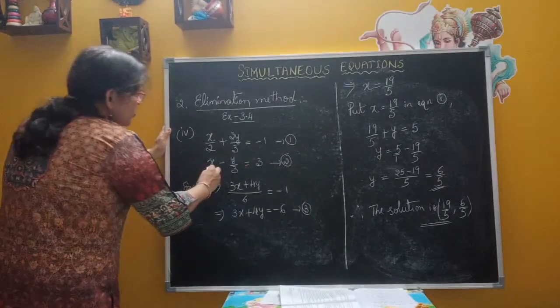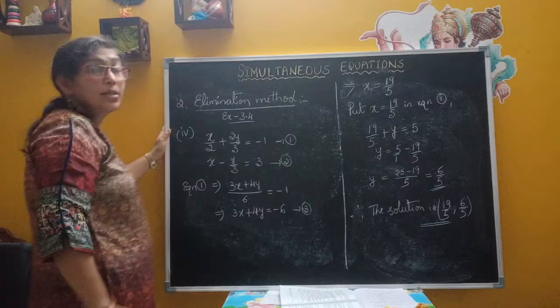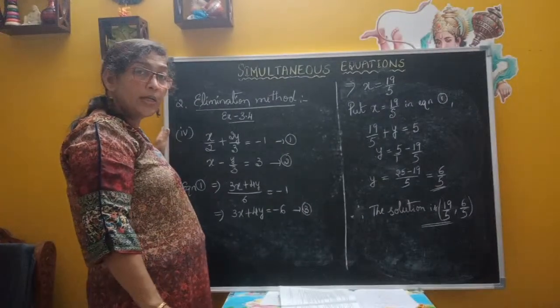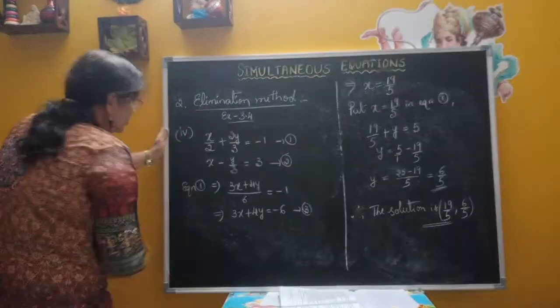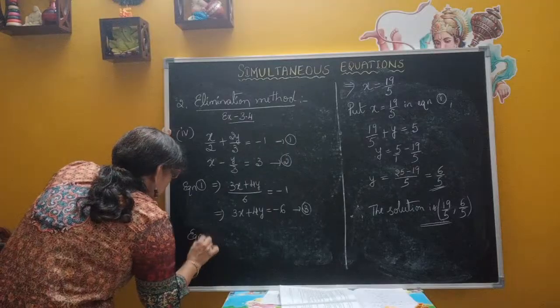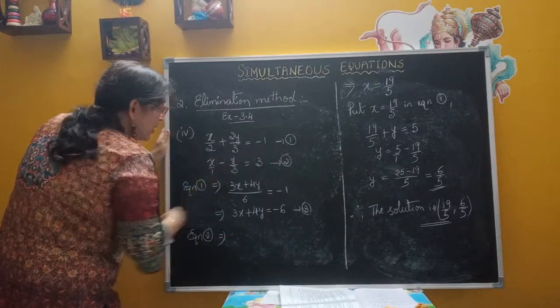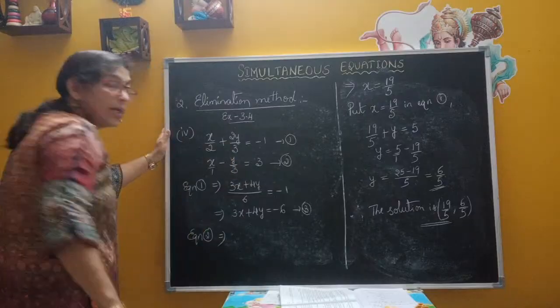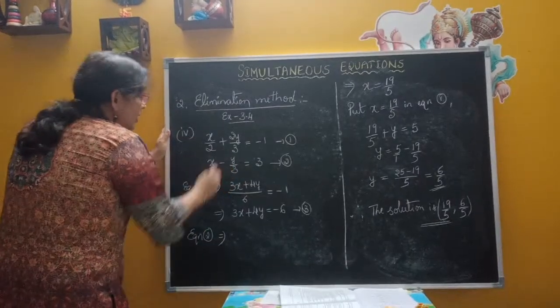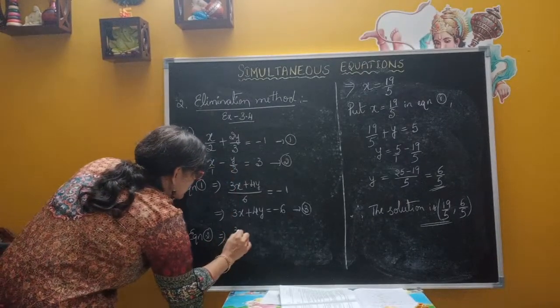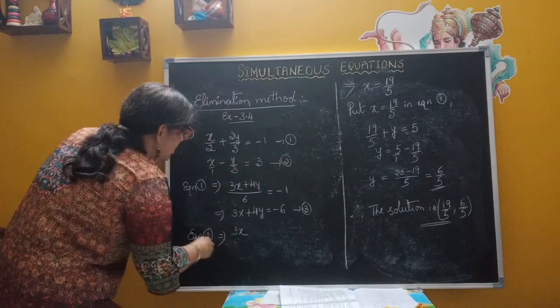Here x means x by 1. So what is the LCM of 1 and 3? LCM of 1 and 3 is 3 itself. Okay, so equation 2 can be written as, if I take this as 1, multiply both the numerator and denominator by 3. What do I get here? It is 3x, that is 3 by 3x we get here.